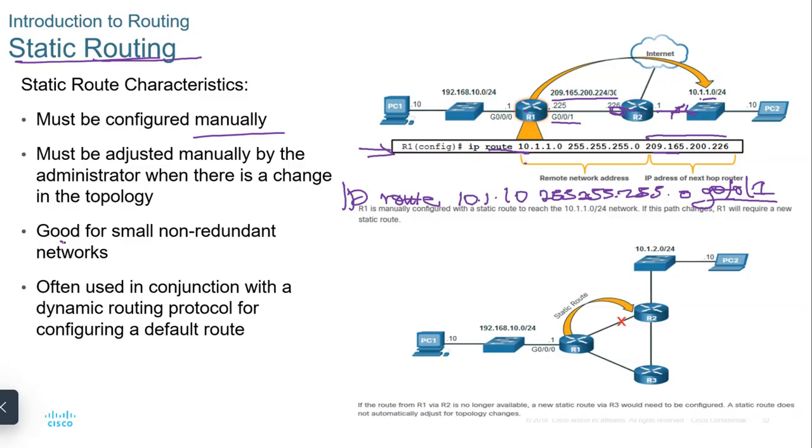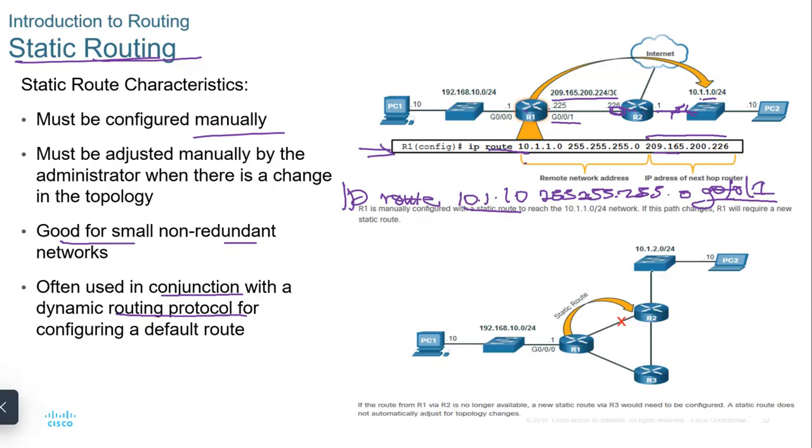Then we have, it's good for small network. You can imagine, because you have to do this for every remote network. So if you have very many remote networks, then this one here is not going to be applicable. It can be applicable, yes, but on a stressing factor. Then it is often used in conjunction with dynamic routing protocol. Both static and default can be used in conjunction with the dynamic routing protocol, as we're going to see in other chapters.